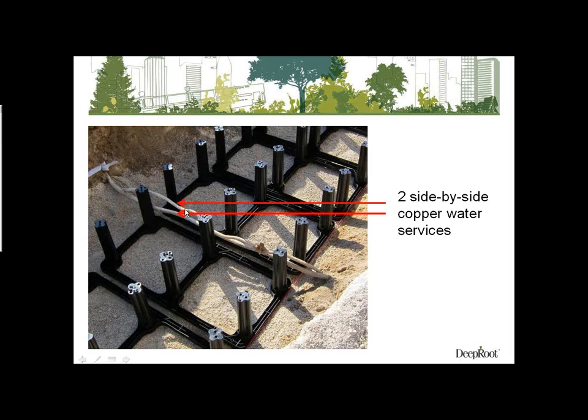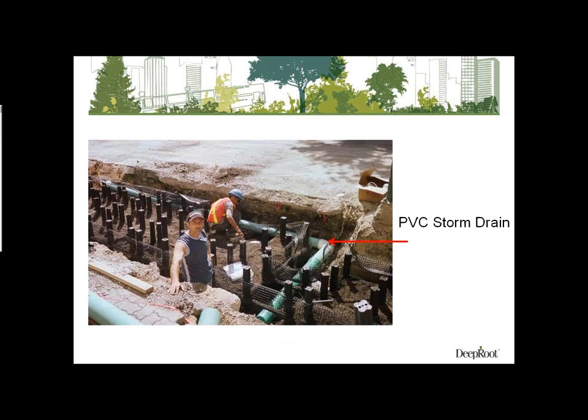Here's a project from Collingwood, Ontario, where there's side-by-side double water service, so 2 copper water services running next to each other in the same trench. And actually here, because the Silva Cells are able to be spread apart anywhere from 1 to 3 inches, we actually ran the services right between 2 Silva Cells. Here's another project with a PVC storm drain being run through the Silva Cells.